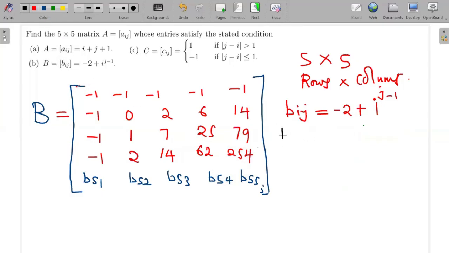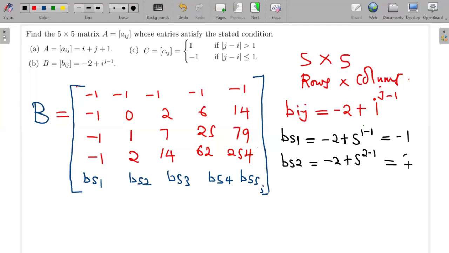Okay, so B5,1 will be equal to minus 2 plus 5^(1-1). This will just be minus 1. B5,2 will be equal to minus 2 plus 5^(2-1), so this one here will just be 5 to the power 1, right? Which is 5, and then plus minus 2, that would be 3.